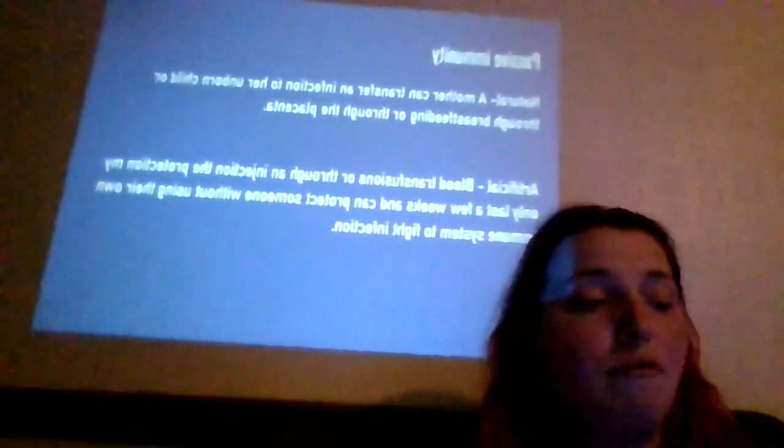Then you have passive immunity. So passive immunity is natural, mainly between mother and unborn child, through either the placenta or through breastfeeding. Then you've got artificial, which doesn't last very long, but it's through things like blood transfusions and injections, and can only protect for a certain amount of time. So here's just a comparison between active and passive.